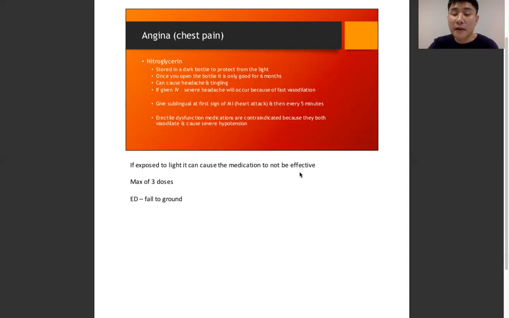Nitroglycerin is given sublingual at first. What is sublingual? Put under the tongue at the first sign of MI, which is heart attack, myocardial infarction, and then every 5 minutes. Erectile dysfunction medications are contraindicated because they both vasodilate and cause severe hypotension.